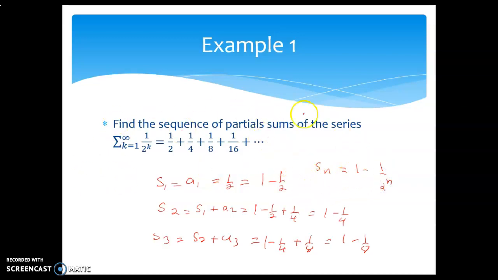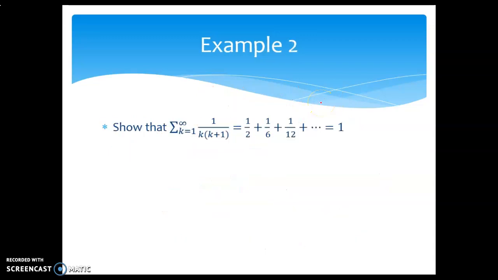To find whether this series has a sum, we can find the limit as n goes to infinity of 1 minus 1 over 2 raised to the power of n, and then we get 1. So the summation of these converges to 1. So here we have a sum.